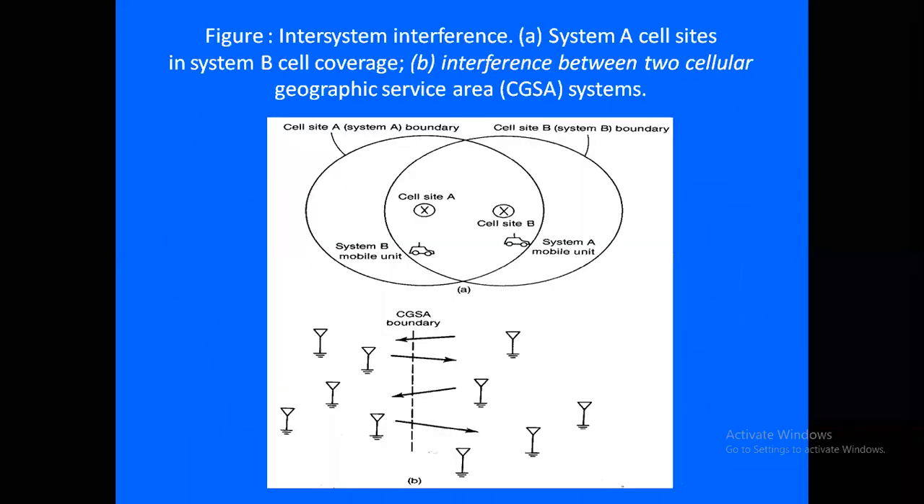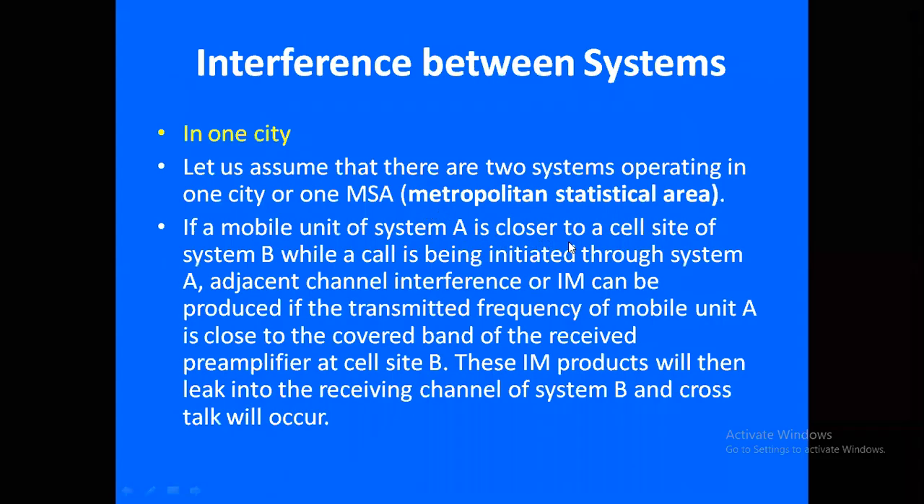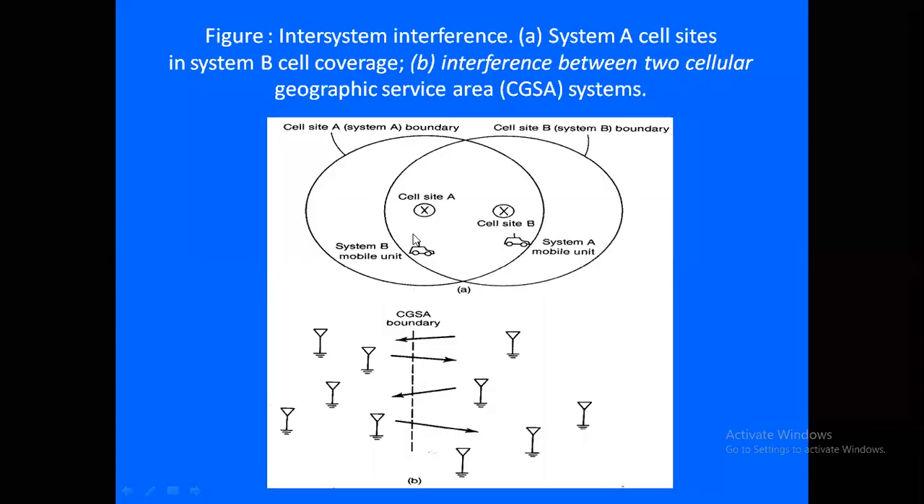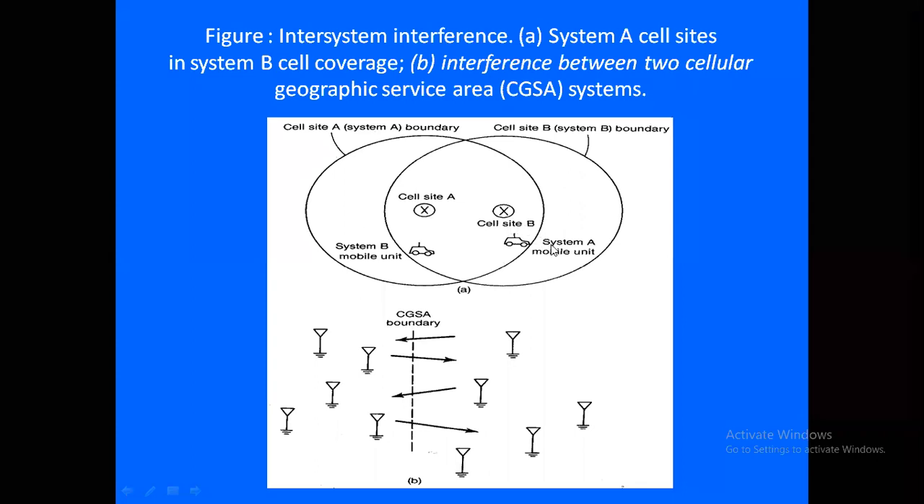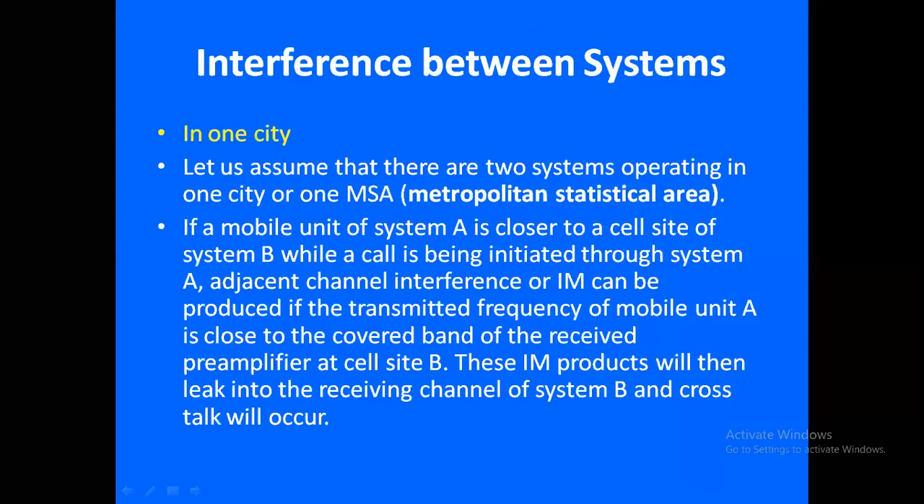So if mobile unit A is closer to a cell site of system B, this is cell site B and this is mobile unit A, so mobile unit A is closer to cell site B. While a call is being initiated through system A, adjacent interference or IM can be produced if the transmitted frequency of mobile unit A is close to the cover band of the received preamplifier at cell site B.